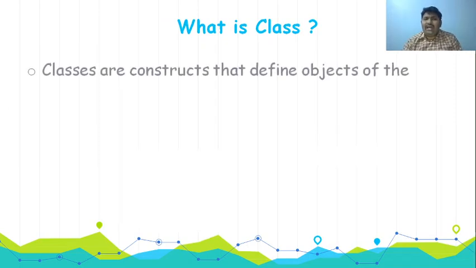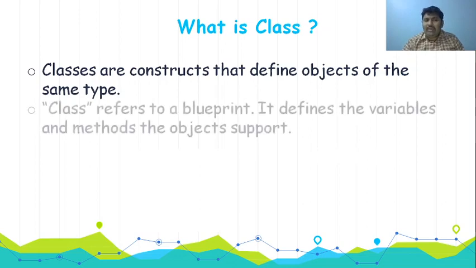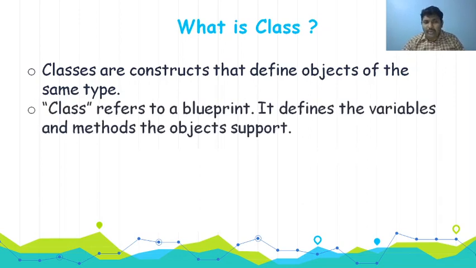Now, what is a class? Classes are constructs that define objects of the same type. Whatever objects we build, for example, several cars, all these several cars are made from a particular class only, the same type. So a class refers to a blueprint, as we discussed. A class refers to a blueprint and defines the variables and methods that the particular object supports.